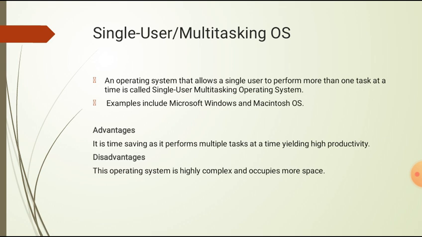Single user or multitasking OS. An operating system that allows a single user to perform more than one task at a time is called single user multitasking operating system. Examples of this: Microsoft Windows and Macintosh OS. Advantages: it is time saving as it performs multiple tasks at a time, yielding high productivity. Disadvantages: this operating system is highly complex and occupies more space.